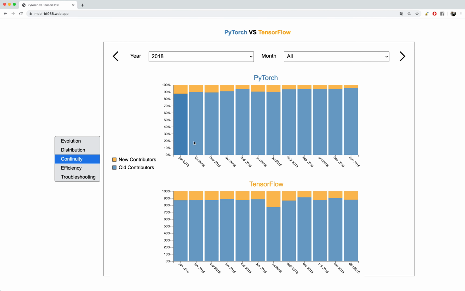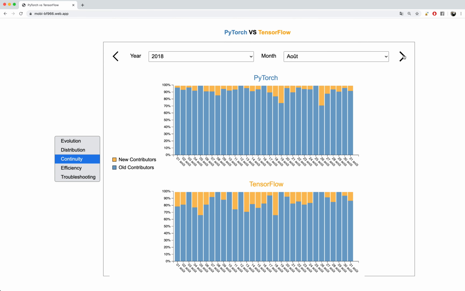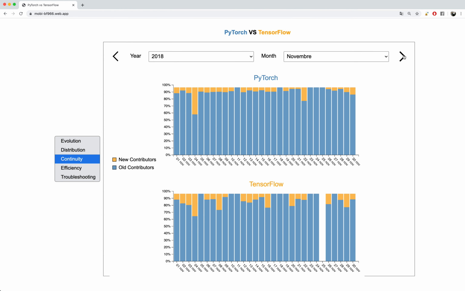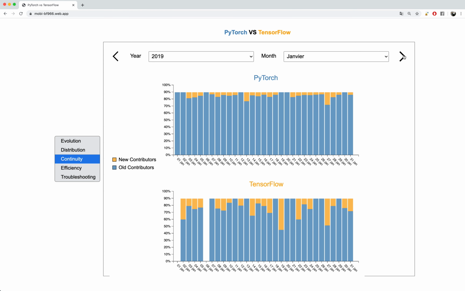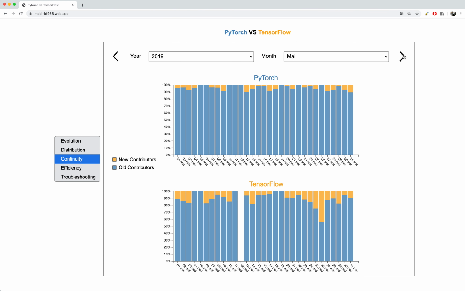We see here the year 2018, for example. We can even select the months to see it, and we can slide it through time to see the evolution of new contributors. We can see that there is pretty much the same level of new contributors on the two frameworks.